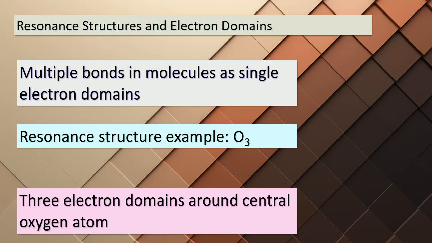Let's delve into a concrete example with ozone. In one of its resonance structures, ozone features 3 electron domains encircling the central oxygen atom. These domains include a single bond, a double bond, and a non-bonding pair of electrons. These electron domains significantly influence the molecule's behavior and reactivity. As we journey further, you'll see how these structural intricacies play a vital role in shaping the properties of different compounds.